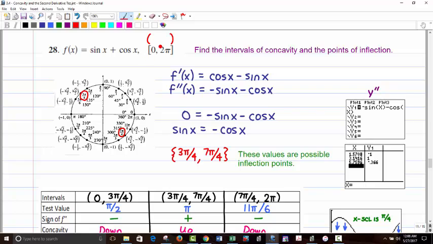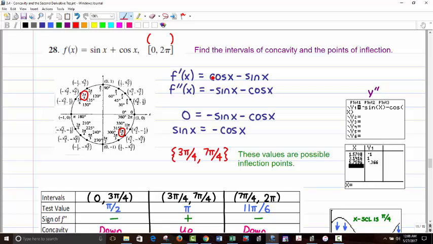I believe I changed this problem to an open interval, 0 to 2 pi, not a closed interval. For these kinds of problems, I generally like to use an open interval. Intervals of concavity and points of inflection. So let's have a little fun with a trig one here. That's always good. I don't want a trig one to get too out of hand as far as the second derivative getting too nasty, but this one certainly does not get nasty.